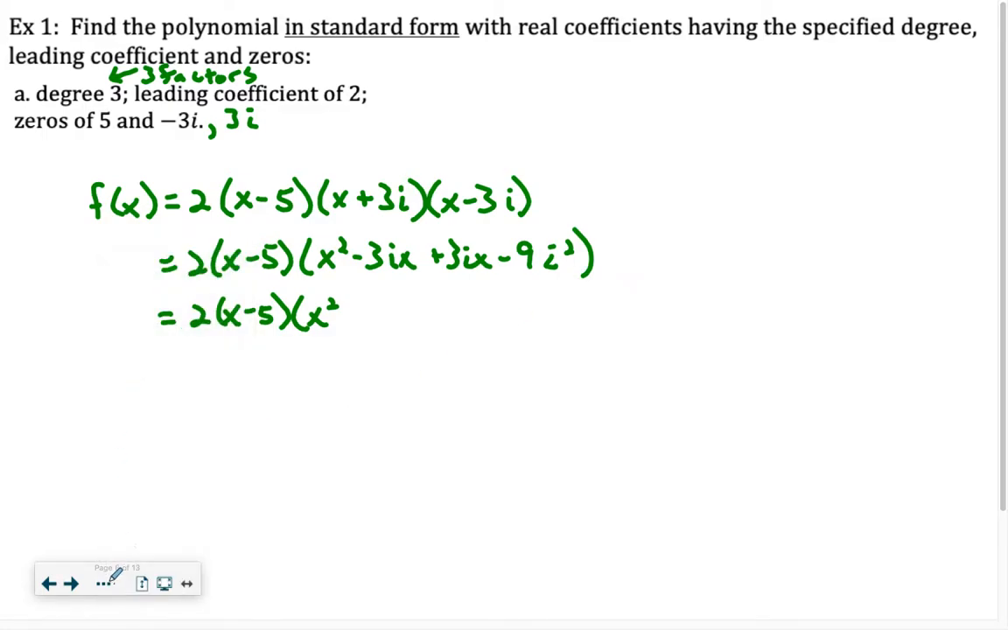Okay, so let me put this in a different color here.